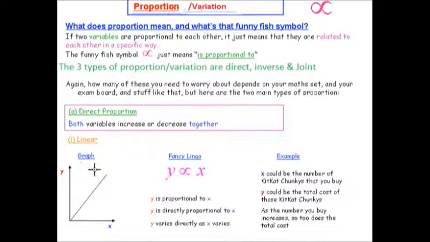The first one we can look at in direct proportion is linear variation, where y varies directly with x. The mathematical lingo that we use to say a variable varies directly with another one is this symbol right there. So this is an example of direct proportion.